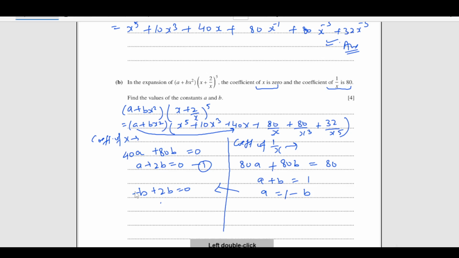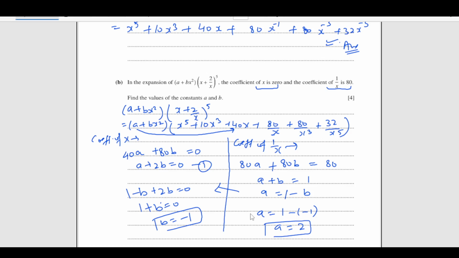So here we are going to put 1 minus b. So this is 1 plus b equals 0. So b is equal to negative 1, right? So we got b as negative 1. Once we got the b, then we can have a. A is 1 minus negative 1, that is a is equal to 2.